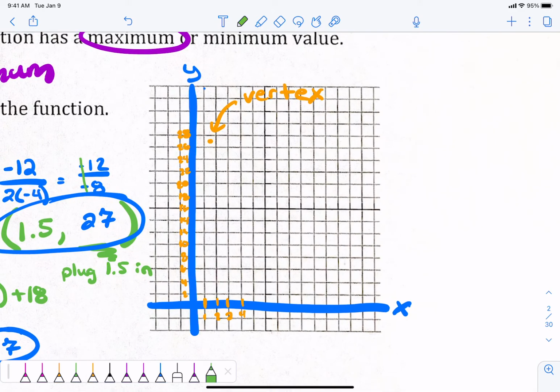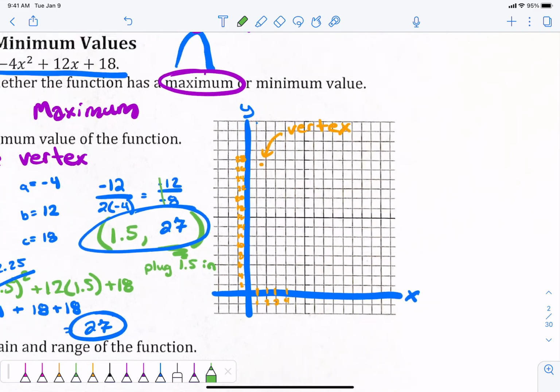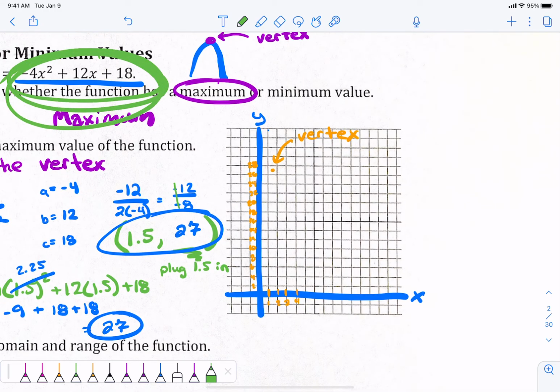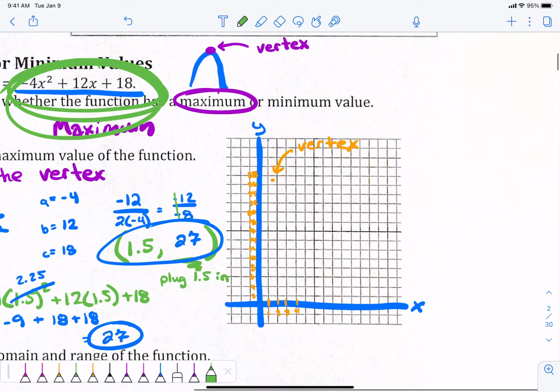Can we do something else really easy, really quick to get another point for my graph? What can we find really easily from this equation that gives us another point on my graph? The y-intercept. The y-intercept is going to be 18. Okay?